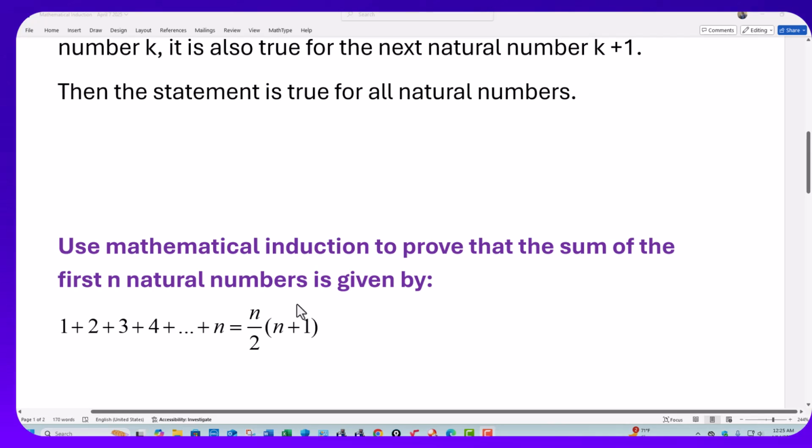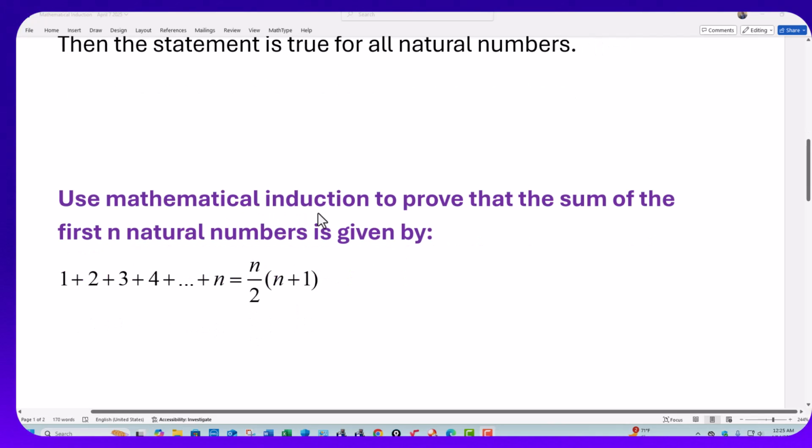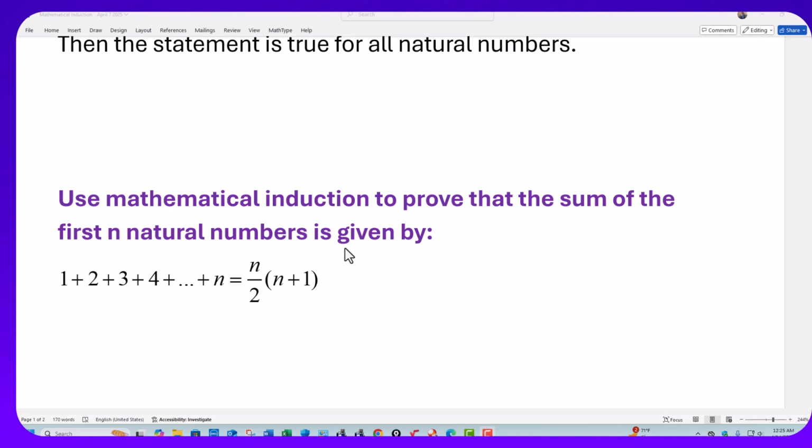So for the first one, it says use mathematical induction to prove that the sum of the first n natural numbers is given by this formula. So for the first step, we want to show that it works for n equal 1. That is the first number in this sequence here. So let's put a 1 right there where the n is. That's 1 over 2, and then 1 and 1 is 2. We get 1. And you can test it for others.